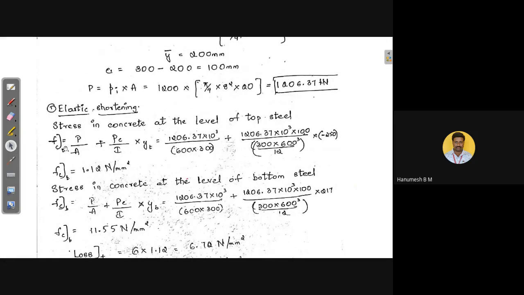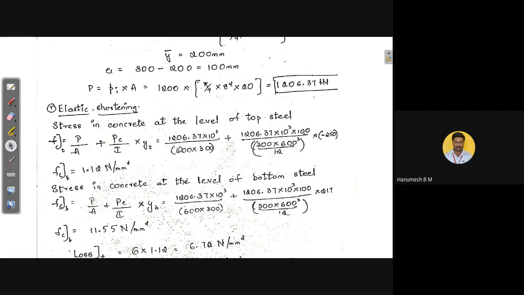Now coming to the loss due to elastic shortening. As I told earlier, we have to calculate at the level of the top steel and at the level of the bottom steel separately. At the level of top steel, P by A plus P into E divided by I into YT. At the level of bottom steel means P by A plus PE divided by I into YB. What changes here? Only the position of the steel will change. In both cases, the position of the steel will change.